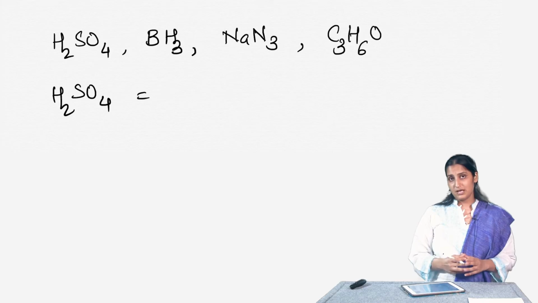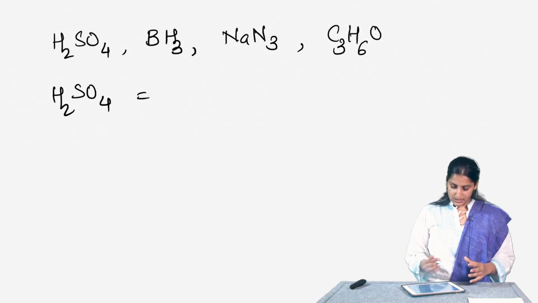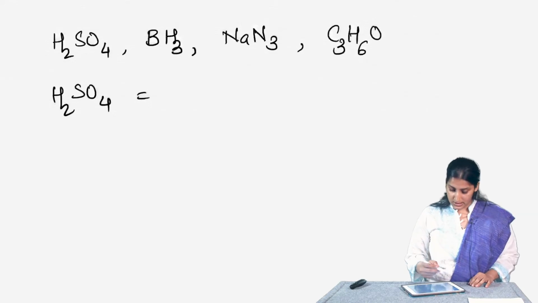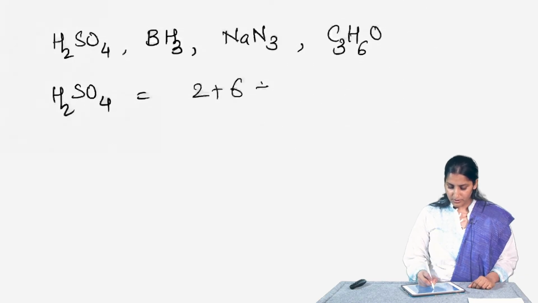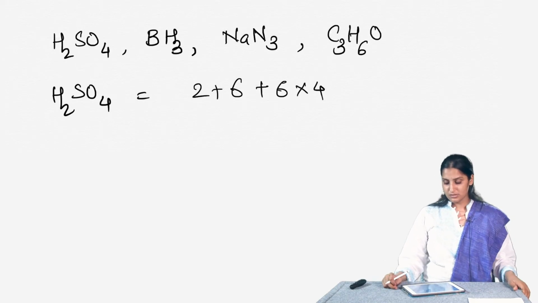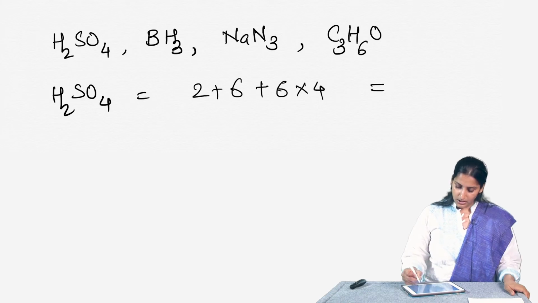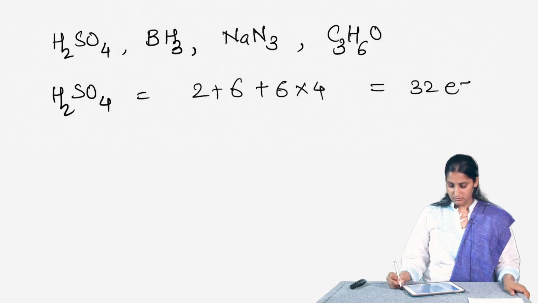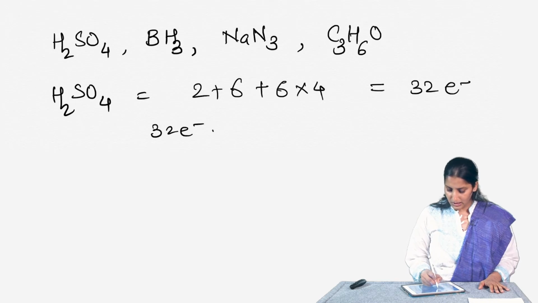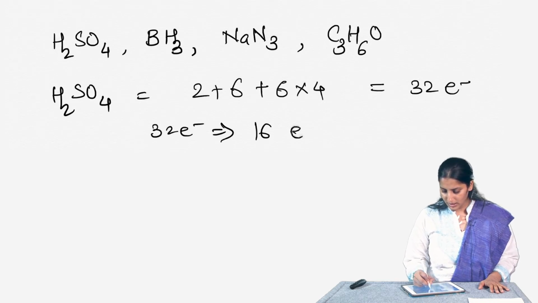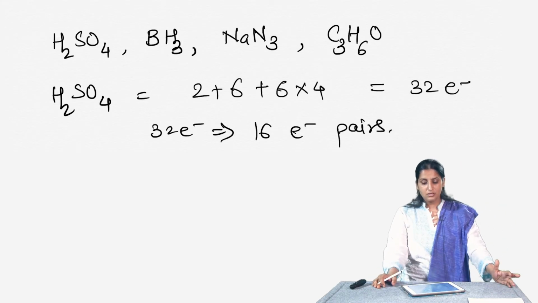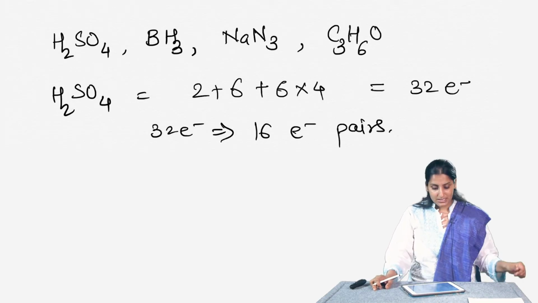what do we have? The first step while drawing Lewis structures is that we count the total number of electrons. So, the total number of valence electrons for this molecule is 2 for the hydrogens, 6 for the sulfur and 6 for each oxygen, but I have 4 of them. So, 6 into 4, that is 24. This will give me a total of 32 electrons, right. 32 electrons means I have 16 electron pairs. So, now when I draw the structure, I have to fill 16 electron pairs into the molecule.